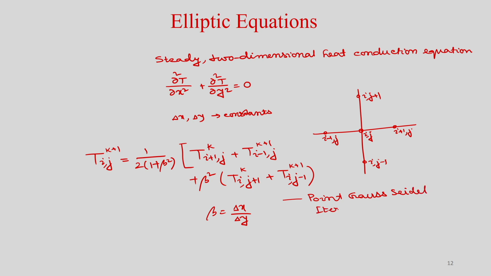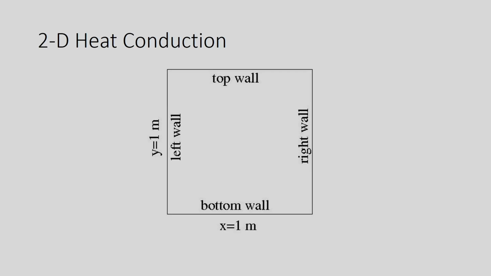Iteration method. So you just write the program and solve this equation. I will show the contour plots of the temperature for given boundary conditions. So we are considering this square domain where this is your bottom wall, left wall, top wall, and right wall. You do not need to give the dimensions because you can solve in non-dimensional form also.